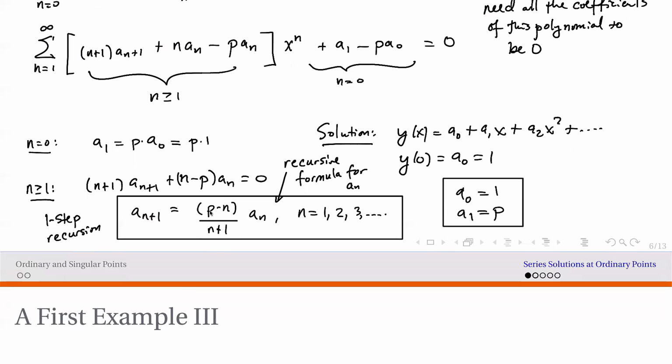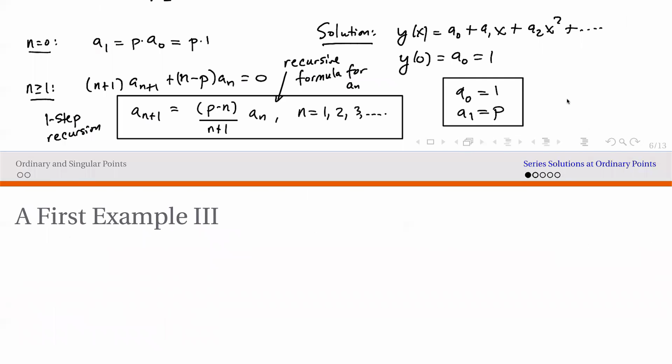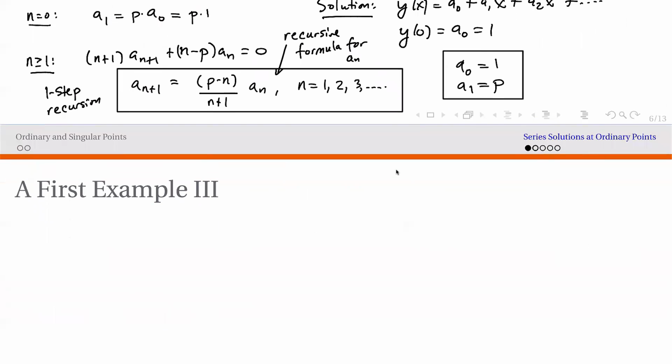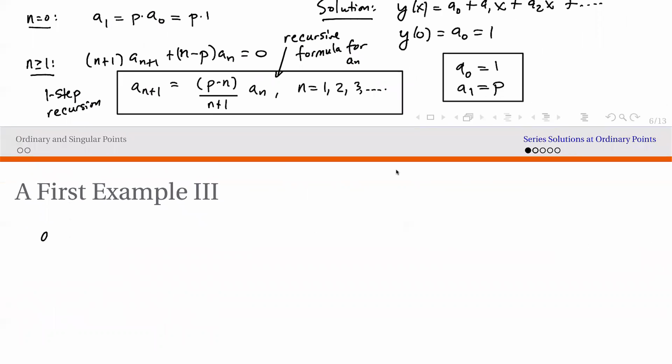Now, we're actually still pretty far from a solution here, believe it or not. There's more work to be done. So what else do we need to do at this point? Well, I'd like to be able to write down an answer. Like I could easily come in here and say, okay, a0 is 1, a1 is p. So what would a2 be? Well, a2, so I'm looking at this formula here for n equal to 1. a2 would be p minus 1 over 1 plus 1 is 2 times a1. So that's p minus 1 over 2 times a1, which is p. So I now have a2.